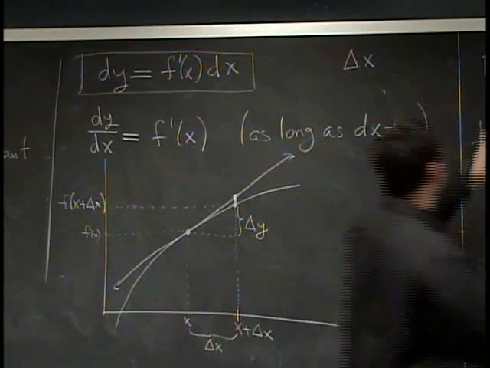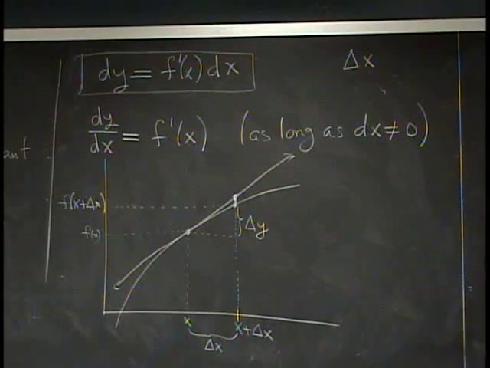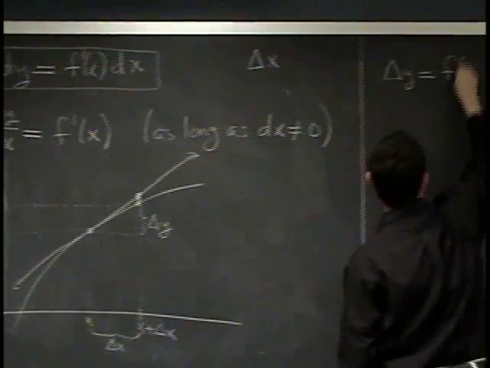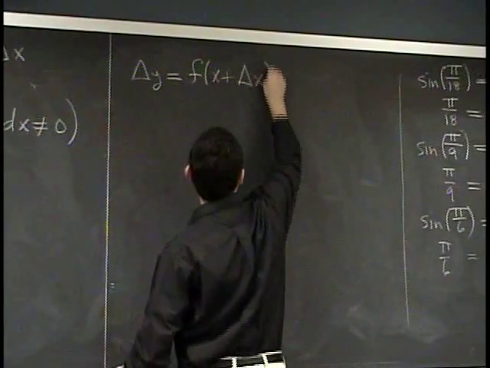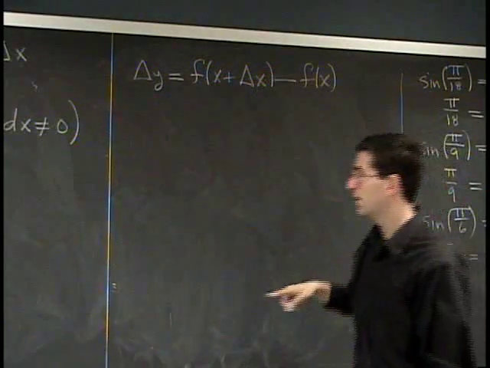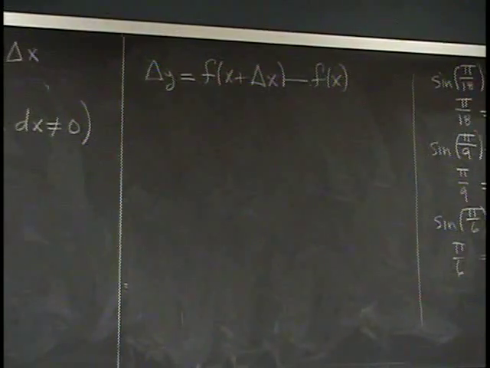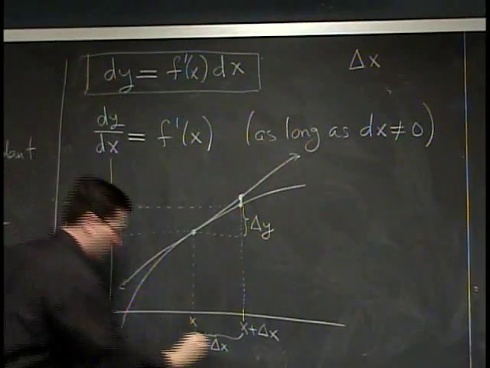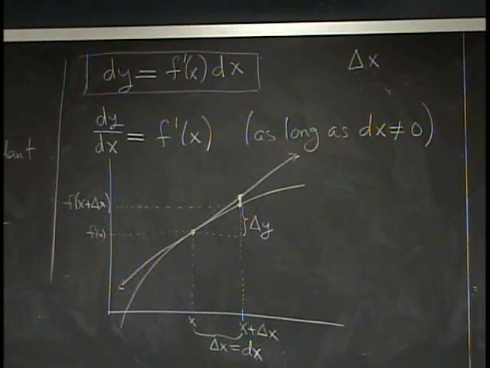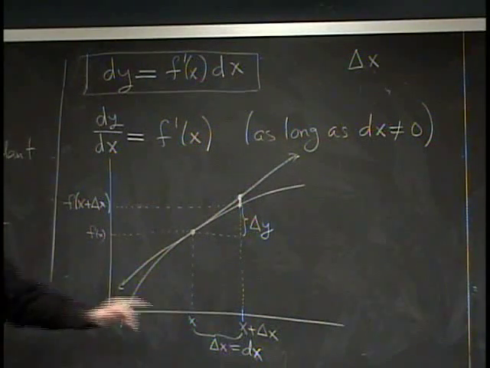So let me write this up here. Delta y is just the difference between f of x plus delta x minus f of x. It's just this change in the y distance. Now, let's say I define right now my dx, my independent variable. I'm going to actually let it equal delta x. So whatever that little change in x was, I'm going to let that equal dx.